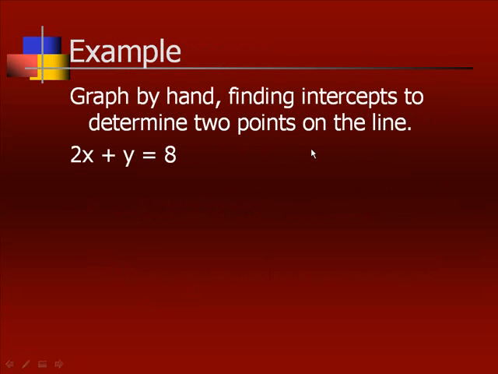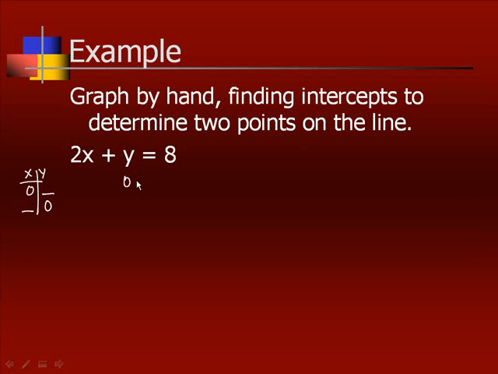So, 2x plus y equals 8. That would be standard form. So if we're looking for intercepts, remember this is let x be 0, find y, that's the y-intercept. Let y be 0, find x, that's the x-intercept. These are pretty easy substitution.